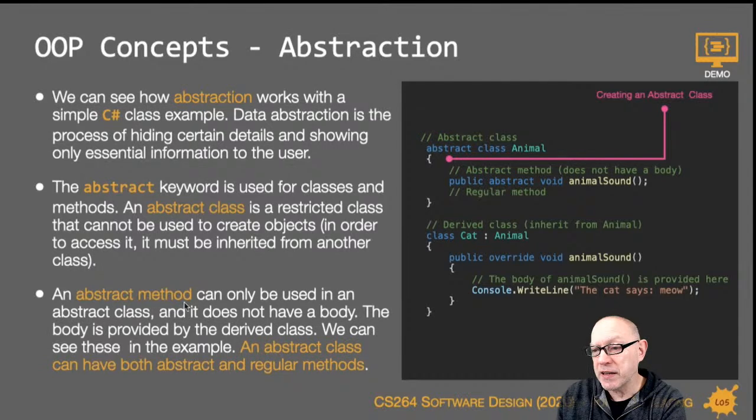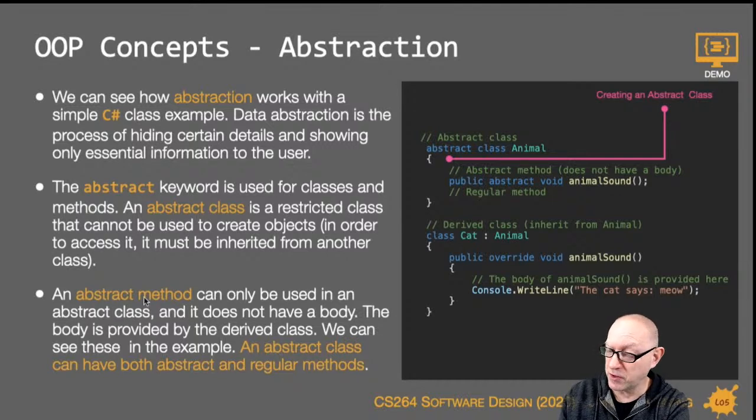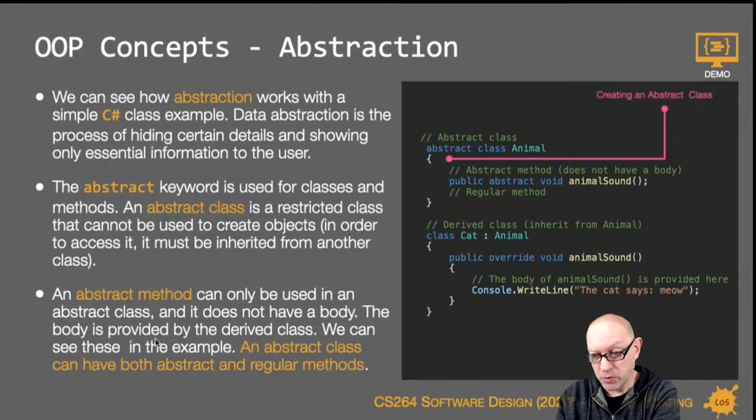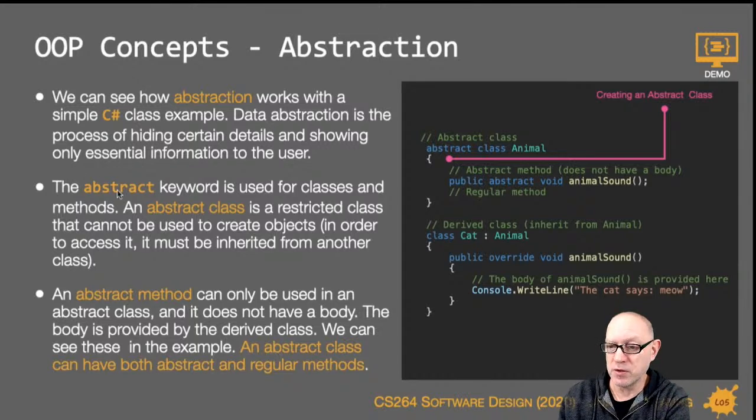Basically, the same thing happens with methods. An abstract method can only be used in an abstract class and doesn't have a body. The body is provided by the derived class. It must be provided by the derived class. So you could refer to an abstract class, or you can refer to it in terms of its methods.